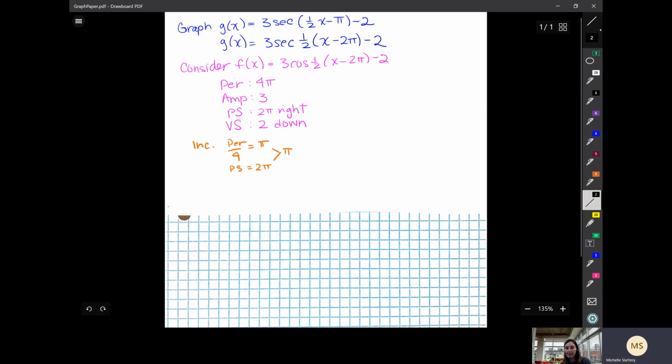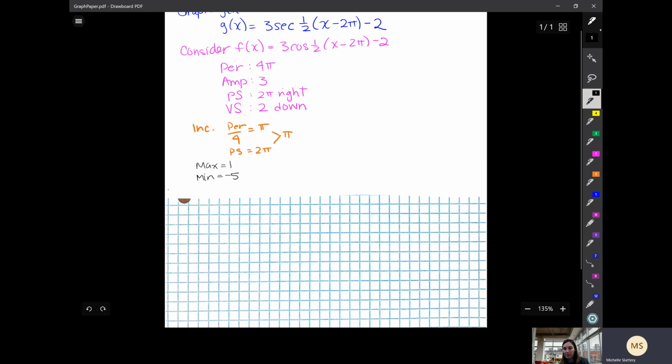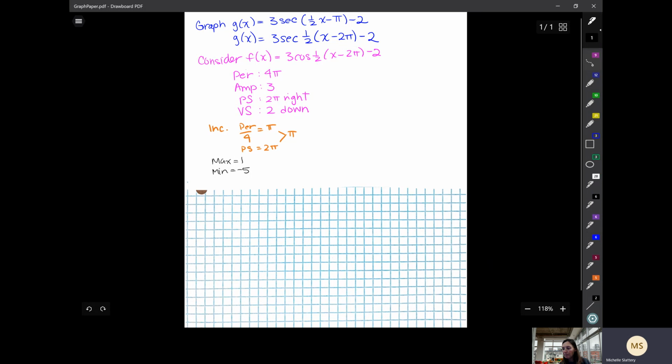All right, so let's see, my cosine tells me my amplitude is 3 and my vertical shift is 2 down. So my maximum is going to be 1 and my minimum is going to be -5. So I might want to keep that up in my mind here, so that my max is 1 and my min is -5. All right, so let me just make my graph a little bit. There we go. Give myself some more space. Okay, so I'm also going to be shifting 2 pi to the right. All right, and then my period is 4 pi.